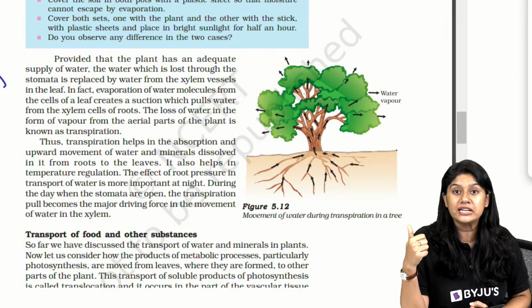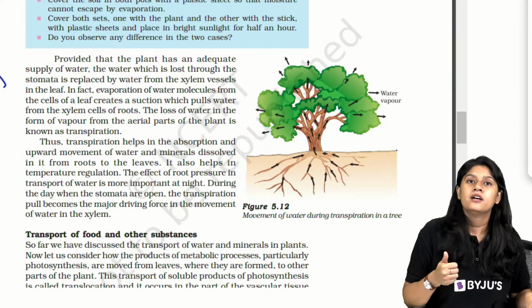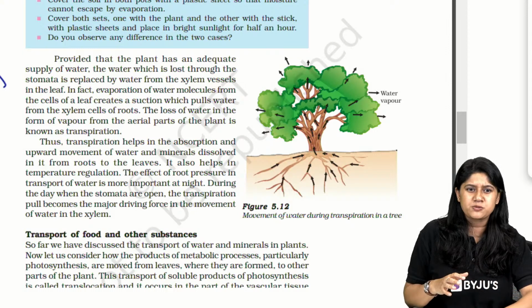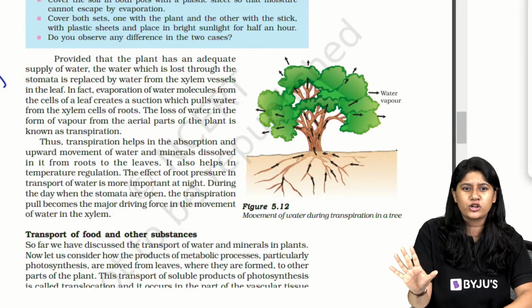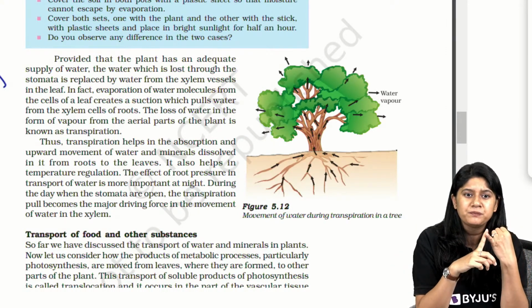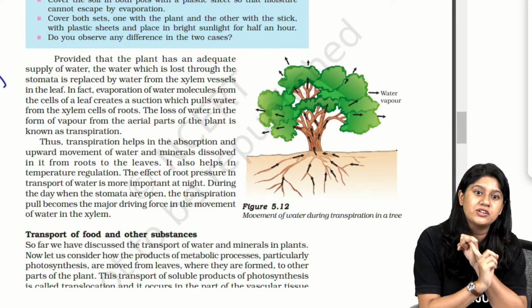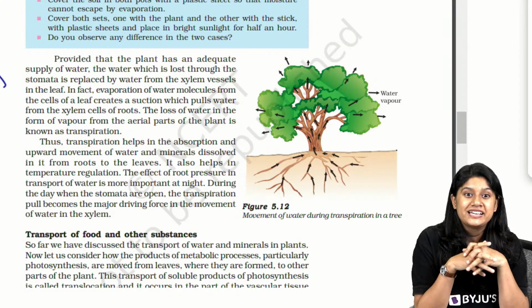All of you, are we clear with this? Quick thumbs up. Right? So this is a very interesting question, not directly asked in your textbook, but very easy peasy thing for us to understand. We have the root pressure, then we have the xylem in between, and at the last we have the transpirational pull.